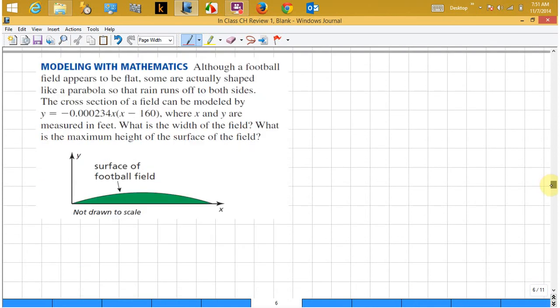Okay, now we're getting into some word problems. And what we see is that we have an equation of this field here. And what we need to do is find out what the width of the field is and what the maximum height is. Well, when we have a quadratic equation that looks like this, there are several important values. Think of this as the ground. Then this is going to be an x-intercept crossing the x-axis. This is going to be an x-intercept. And the maximum is going to occur here at the vertex. So I need to find all three.